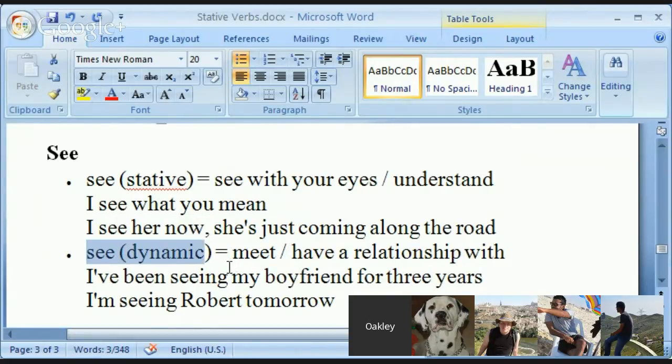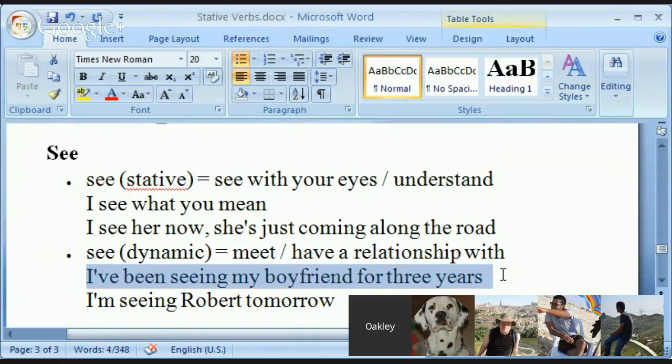However, see can be dynamic. We also use it in English to say that we're meeting someone. For example, earlier when I said it's good seeing you again, it's good meeting you again. All right. It's good to see you. I could actually say it either way. It's good seeing you again would mean it's good meeting you again. Or if I say, oh, it's good to see you, I mean like with my eyes. So I could use it either way and be perfectly correct.